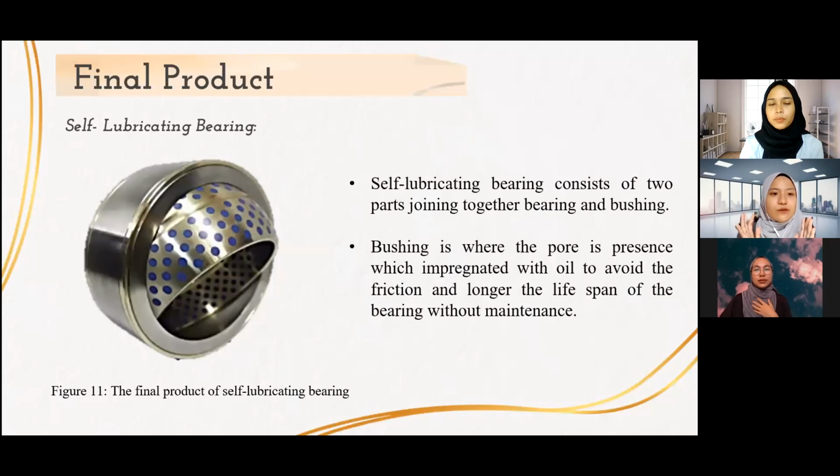Okay, so next is the final product. The final product is the self-lubricating bearing as shown in figure 11. The self-lubricating bearing consists of two parts joined together, which are the bearing and bushing. The bushing is where the pores are present, which are impregnated with oil to avoid friction and lengthen the lifespan of the bearing without maintenance.